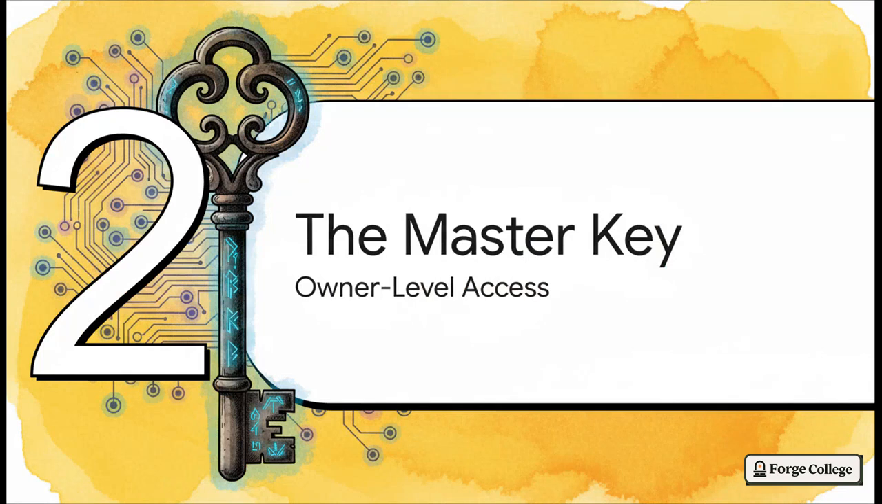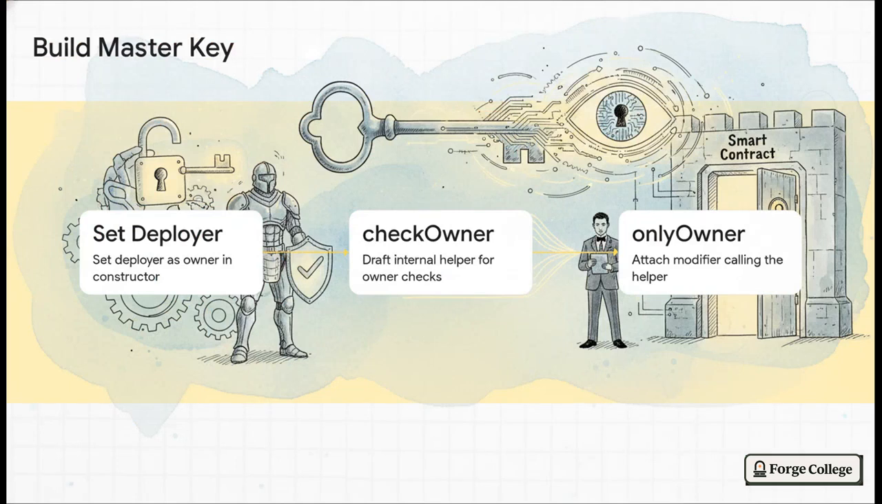Moving right along to Section 2, building the master key. So the very first concrete component we need to assemble is this master key. This is your ultimate admin access. It focuses strictly on setting up owner-level access control, and we're going to assemble it in 3 straightforward steps.